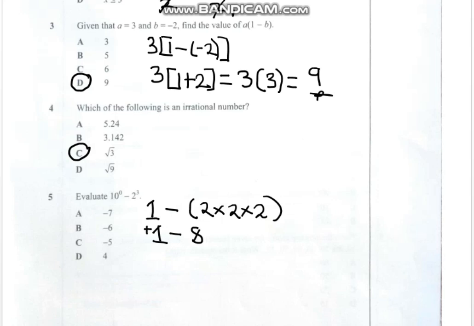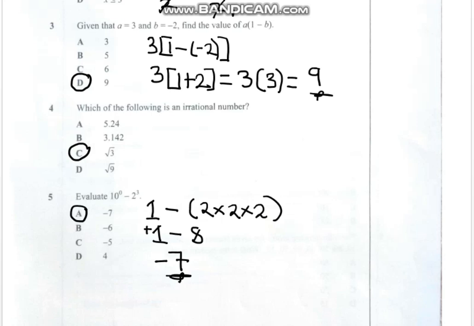So 1 here is a positive. We're subtracting, positive 1 minus 8 there. So this gives a negative. We keep the sign of the larger number and subtract. So negative 7 is the answer. So this gives A.